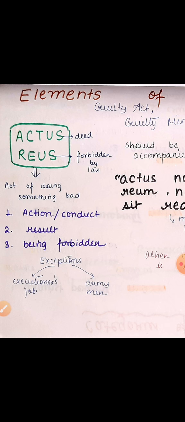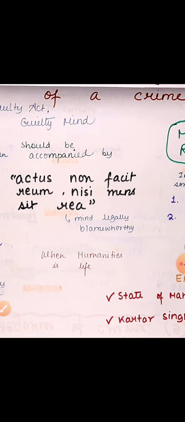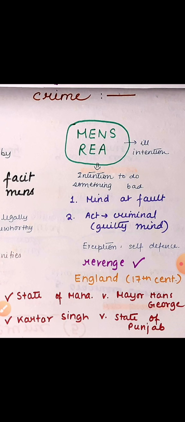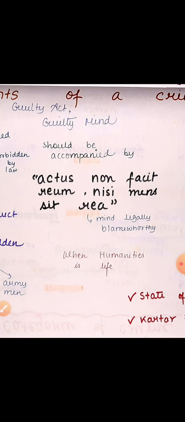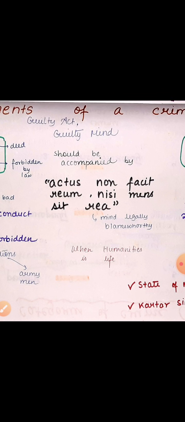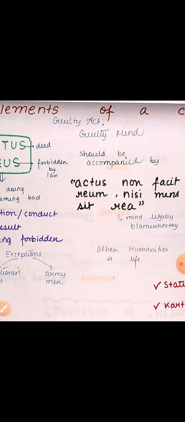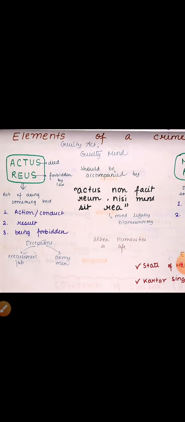Now, actus reus is the act of doing something bad, and mens rea, on the other hand, means ill intention, the bad intention to do something. Intention to do something bad means mens rea. And where do we get these two terms? These two terms are embedded in a legal maxim, actus non facit reum nisi mens sit rea, which means an action doesn't make one guilty unless the mind is also legally blameworthy. That's the Latin maxim, and you need to write it whenever you're explaining the two elements of crime.